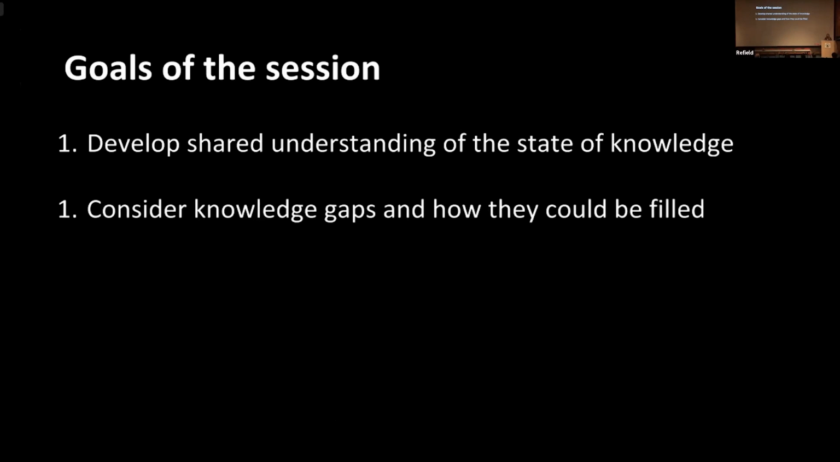So again, the goal of this session is to start talking about the state of the knowledge and all understand the terminology and definitions within this field, as well as thinking about the gaps and how they can be filled and how we can move forward, and if we need to have some follow-up activities after the session as well.